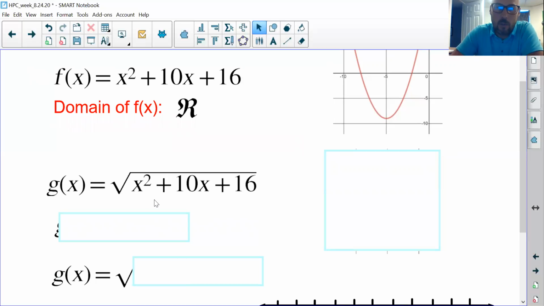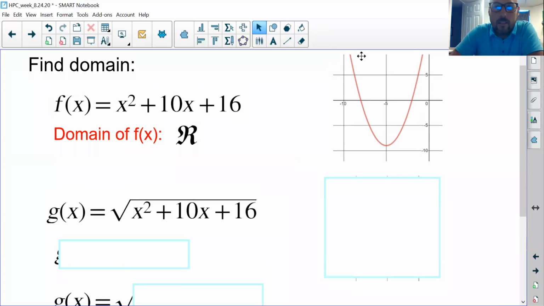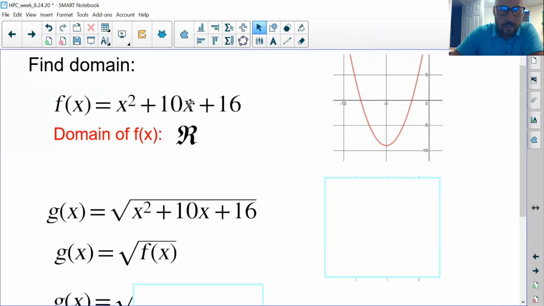But g of x, not so much. The square root of this. How are you going to find this domain without the graph and without a calculator? Easier than you think. Let's go back to x squared plus 10x plus 16. We know that it's this parabola. And the only difference between g of x and f of x is that g just takes the square root of this. So what does that mean, to take the square root of f of x here?